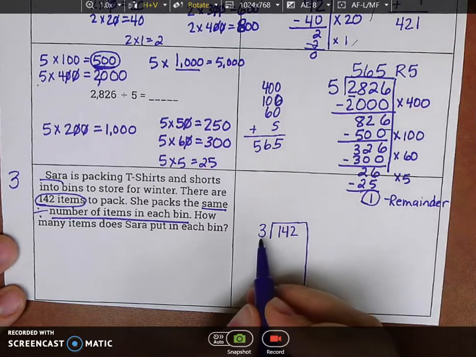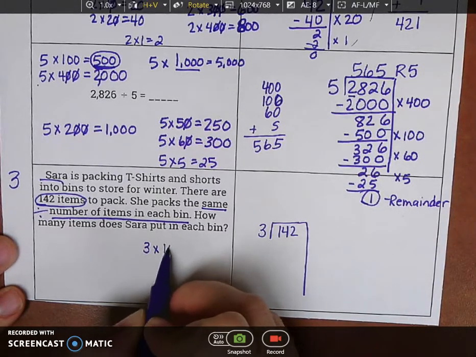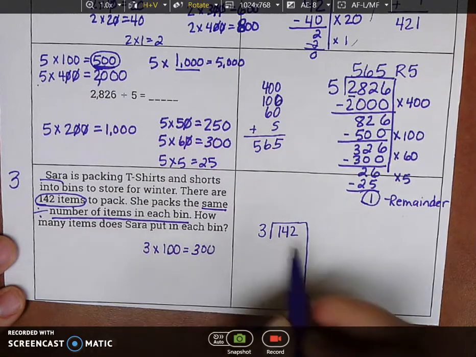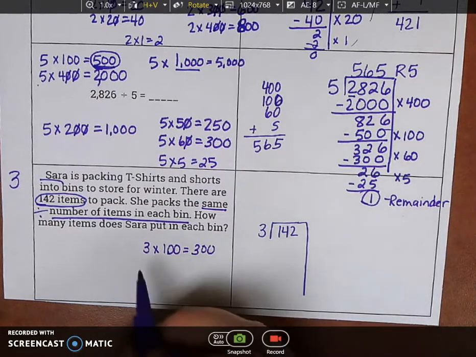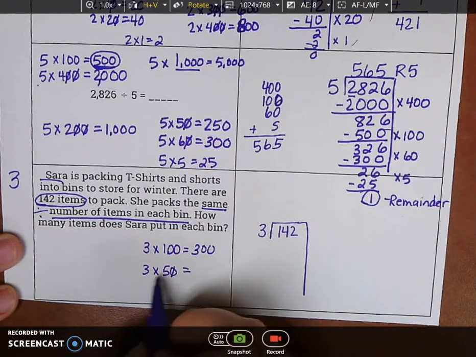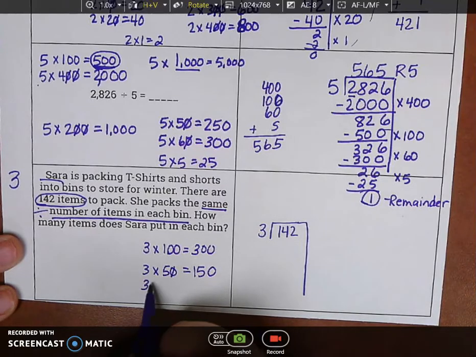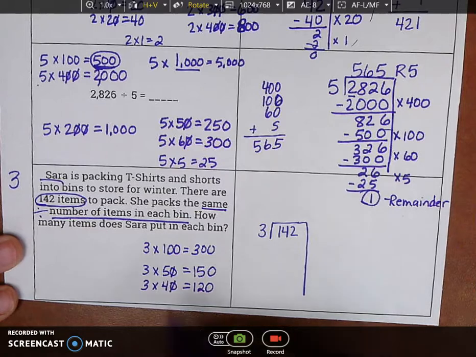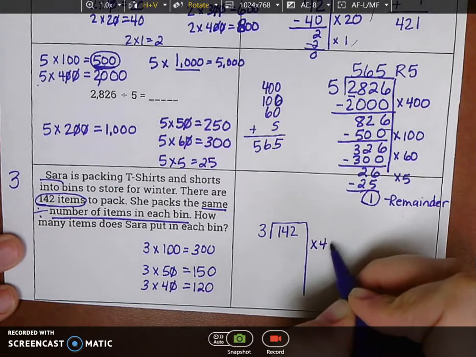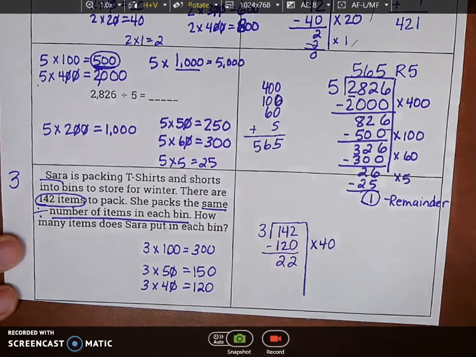So 3 can go into that 100 how many times? Well, 3 times 100 is 300. That's too much. So I'm going to try 3 times, let's say 50. 3 times 5 is 15. Add that 0 back on. That's still too much, but a little bit. So I'm going to try 3 times 40. 3 times 4 is 12. Add that 0 back on. I get 120. So that's probably as close as I'm going to get. So times 40 here. And I would get 120. Subtract. I'm left with 22.